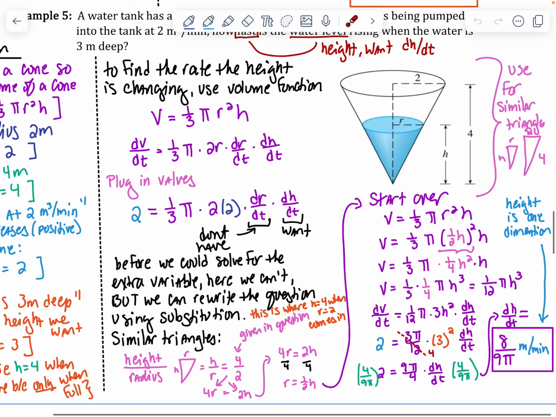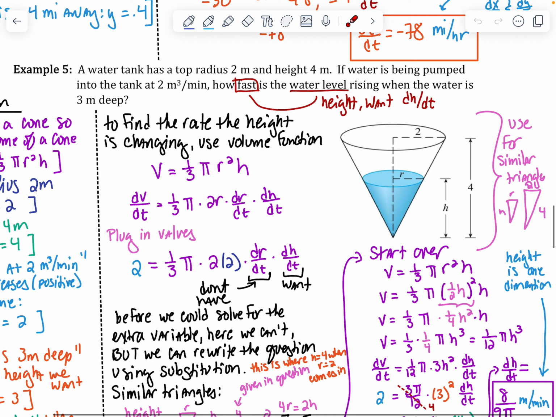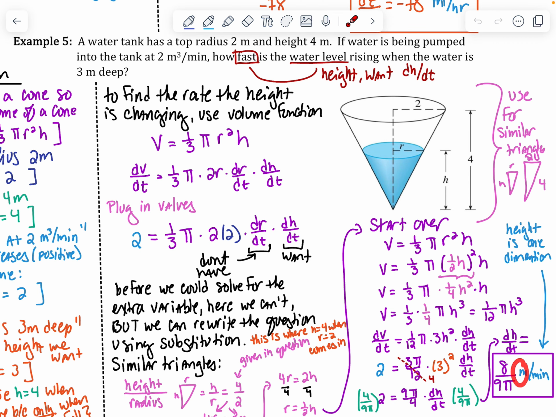In terms of the units, remember dh, what is h? H represents the height at any point in the cone, and we're talking about height in terms of meters. And how is time being measured? Time is measured in minutes in any point in this problem.